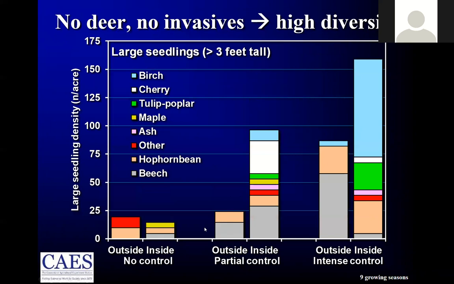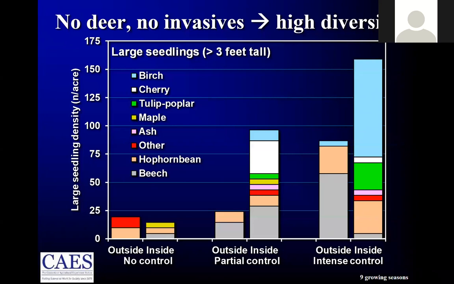Now here again, on the bottom, we have no control to the left, partial control in the center. That's where it's just mowed. Intense control to the right, and that's where it was mowed and then hit twice with propane torches. If you look on the far left bar, which is intense control and then inside the exclosure, that's where we had the most tree seedlings. They were at least 3 feet high, and this is after nine growing seasons, and we had the most diversity.